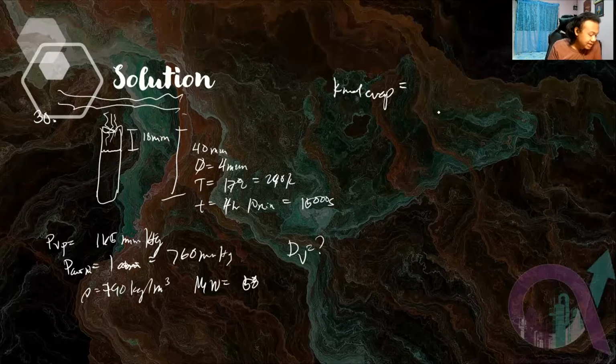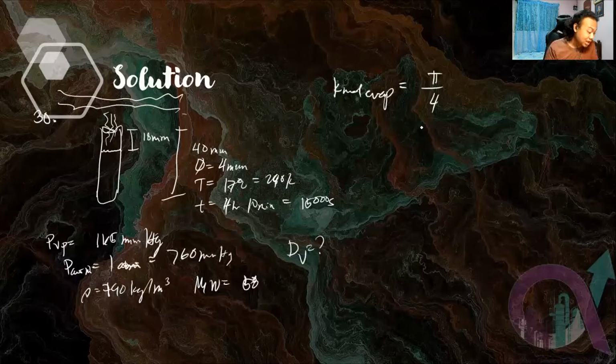So kmole evaporated. How do we get this? We have to find the volume first. Okay, volume. So it's the volume of the liquid that is evaporated, transform that to mass by using the density, and then by using the molecular weight, you can get the kmole evaporated.